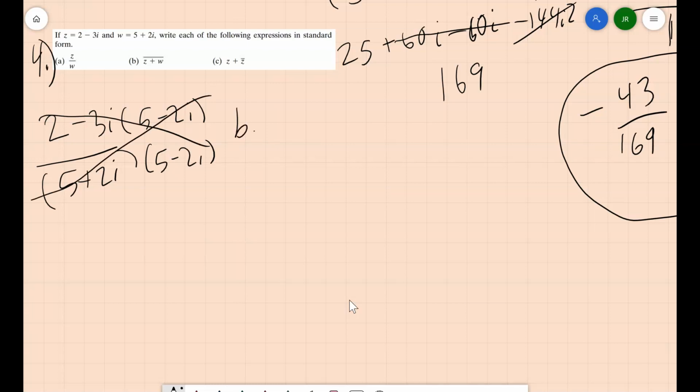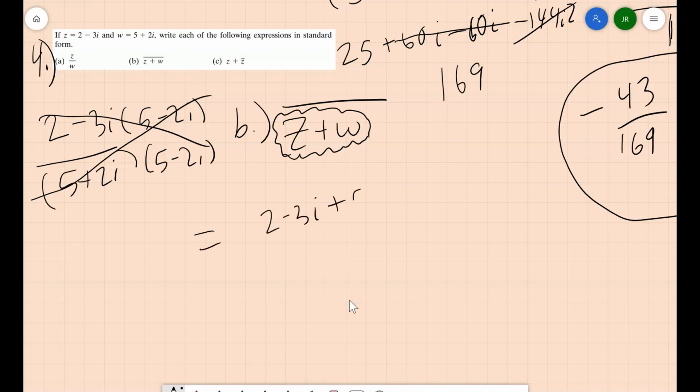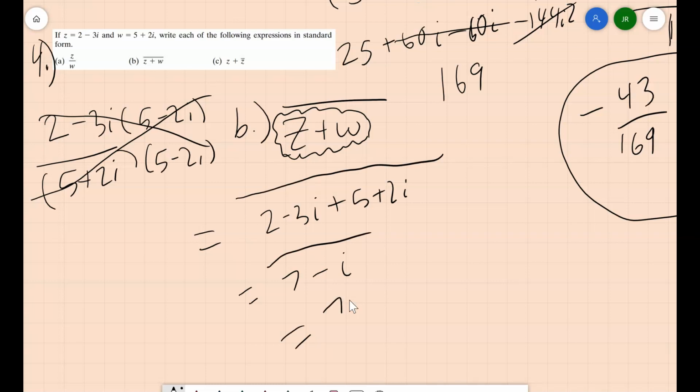Part B, z plus w conjugate. That means I've got to do z plus w, and when I get that result, then take the conjugate of that result. So that's going to be 2 minus 3i plus 5 plus 2i. So that's going to be 7 minus i. Now I still have to do the conjugate of that. So my final answer is 7 plus i. That is the answer to part B here.